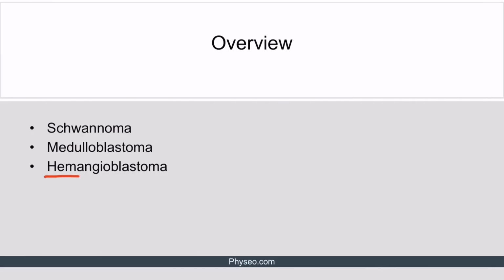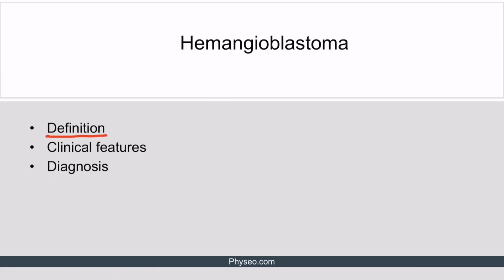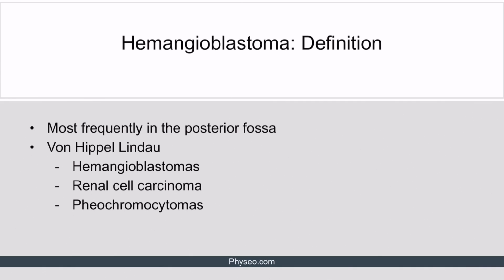Let's move on to hemangioblastoma. We'll cover definition, clinical features, and diagnosis of hemangioblastoma. Hemangioblastomas occur most frequently in the posterior fossa. In von Hippel-Lindau disease, due to a VHL mutation, there is an increased risk of developing hemangioblastomas, bilateral renal cell carcinoma, and pheochromocytomas.